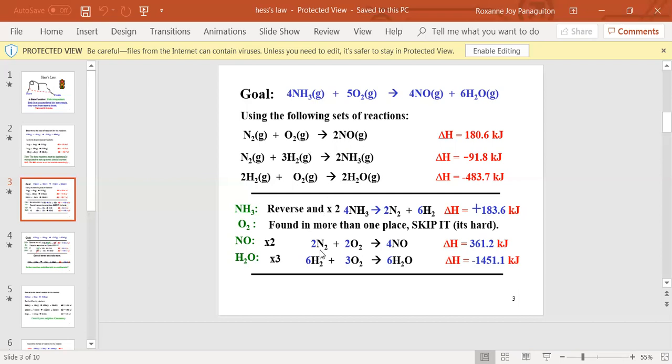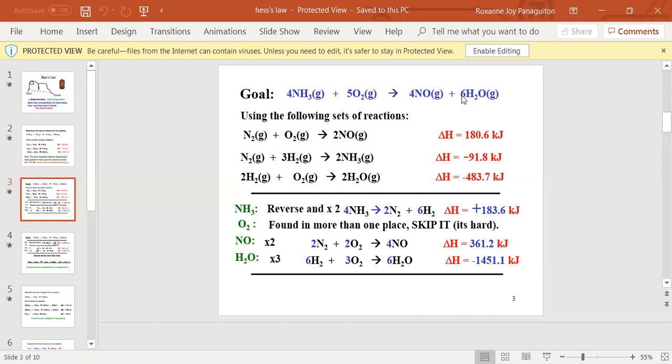Okay, so this is now what happens if you are going to multiply the first equation by 2. So you have 2N2 plus 2O2 will give you 4NO. Of course, you also need to multiply the heat of the reaction by 2. So from 180.6, it will now become 361.2 kilojoule. Okay, now, next step is to look at the number of moles of water. So from your third reaction, you know that there is only 2 moles of water. And in your main reaction, you have 6 moles of water.